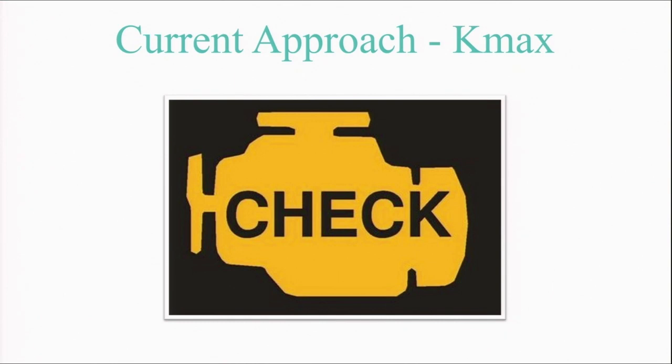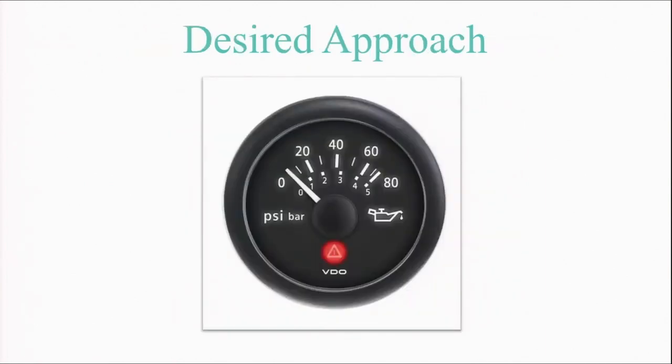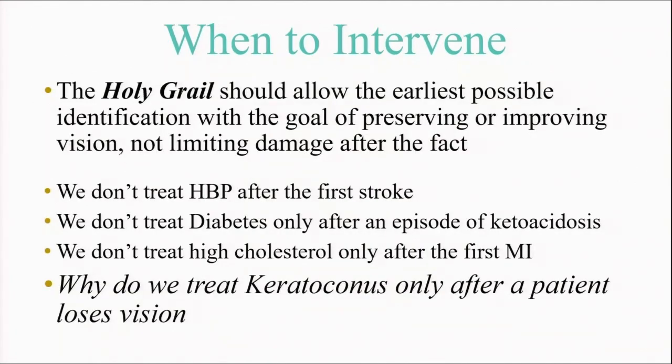Again, to have an abnormality in Kmax, you have to have lost some vision. And to determine progression based on Kmax, it means you have to lose even more vision. What we really need is a way to monitor disease like we do now. We need to know when changes occur before damage is done. So when should we intervene? Well, the holy grail is not Kmax.